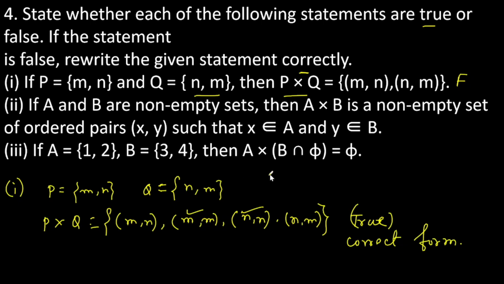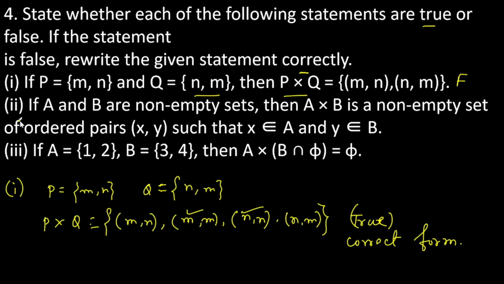Clear? Next. If we talk about question number 2: if A and B are non-empty sets, then A cross B is a non-empty set of ordered pairs x comma y such that x belongs to A and y belongs to B. This is actually the definition of the Cartesian product. The first element should belong to the first set and the second element should belong to the second set. The first set is A, the second set is B. That's why this is a true statement.